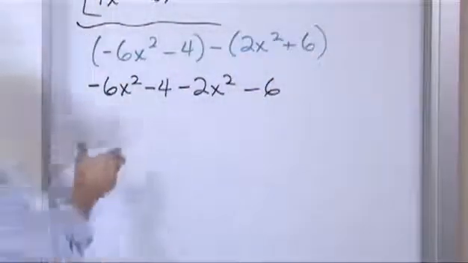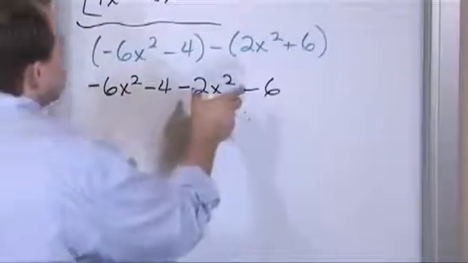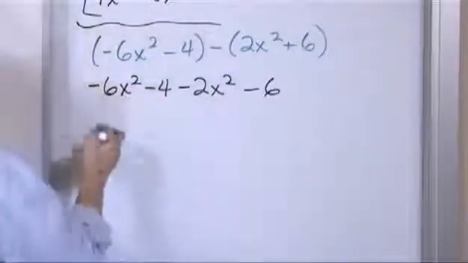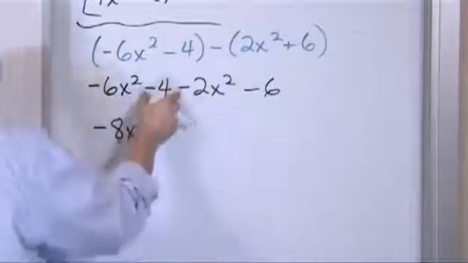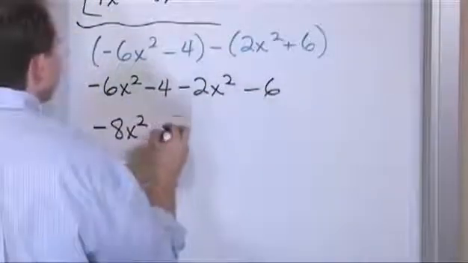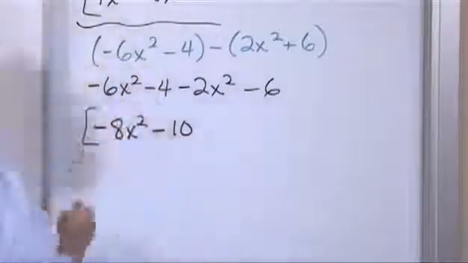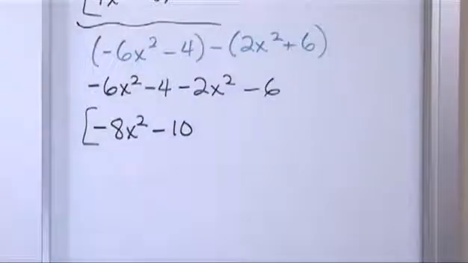And so I look at this and I say, okay, I have negative 6x squared, and I have negative 2x squared. I'm going to add those together, giving me negative 8x squared. Here are my numbers: negative 4 plus negative 6 is negative 10. So negative 8x squared minus 10. Okay, last couple of problems.